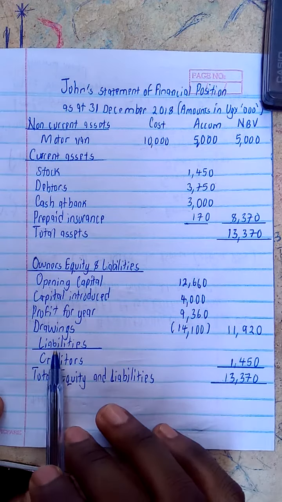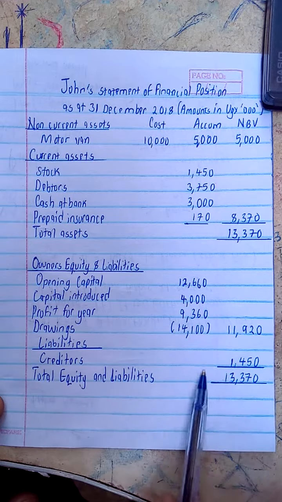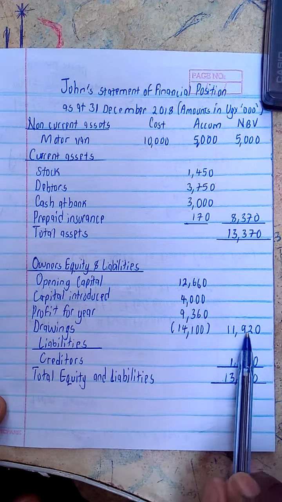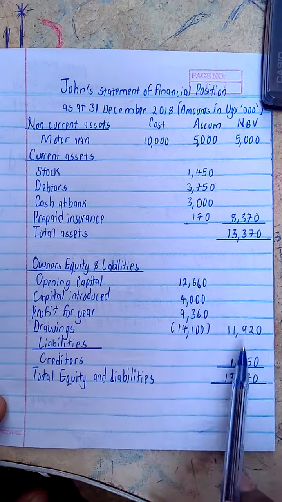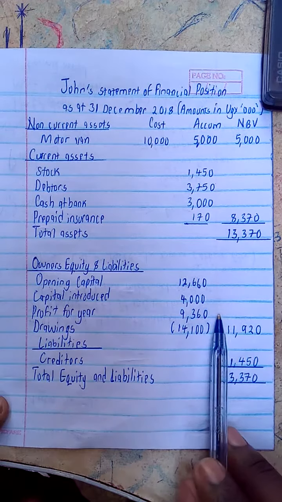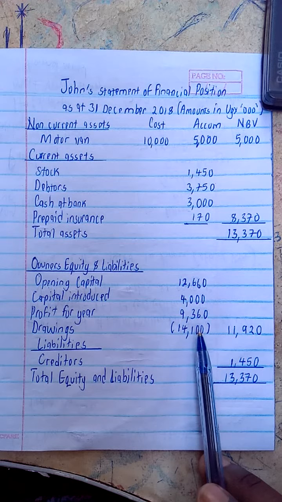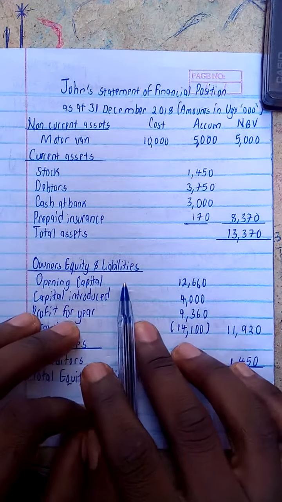So after that, I go to the liabilities. Then liabilities from the question, we're having creditors, which is of this amount. So the total equity and liabilities is going to be this plus this, giving me this. So after getting a balanced figure, I can now know that my balance sheet has balanced, and I'm done with the question. And from there, you can solve any single entry and incomplete records question.